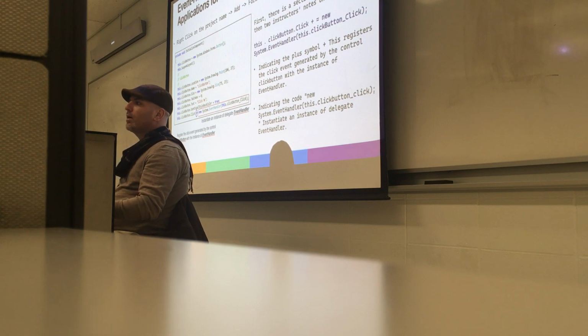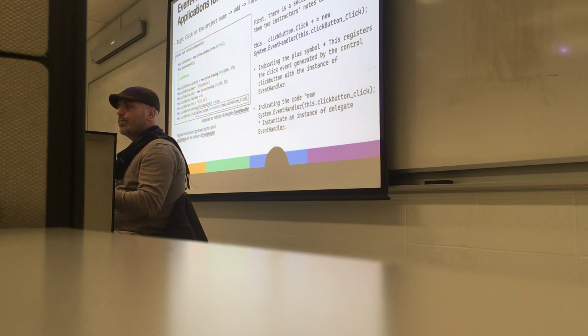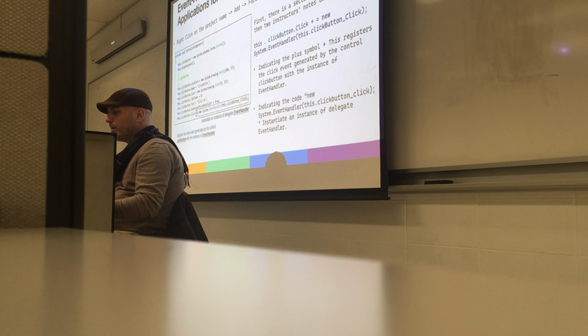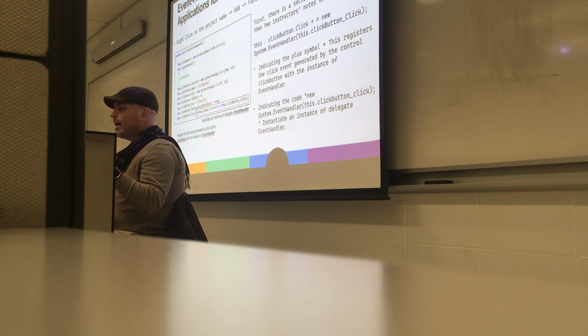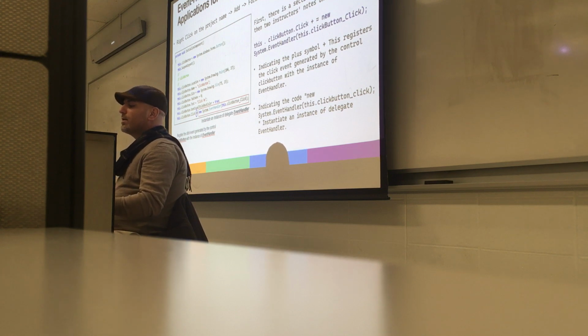Tab index: what is the location compared with the other objects? The first object in the form is this button. Text: the text that appears on the button. Visible is true. And the click: you see the last statement, this is the click. Multicasting, you remember multicasting? Plus, minus. Now I can assign to a delegate. Now button.Click is a delegate variable. Plus, what? Plus equals, adding.